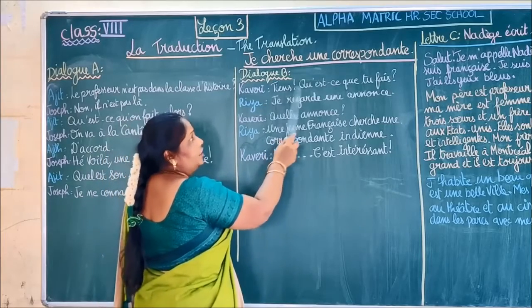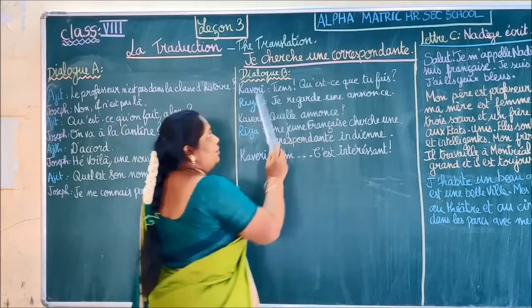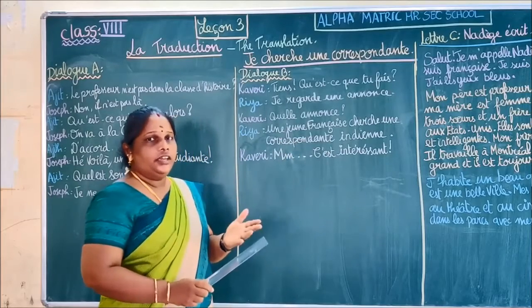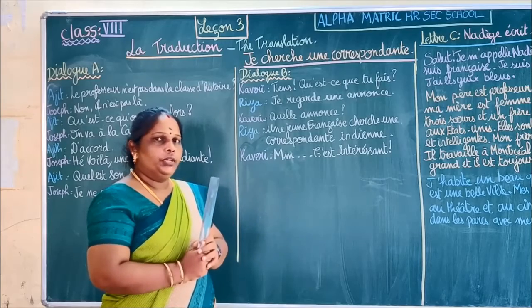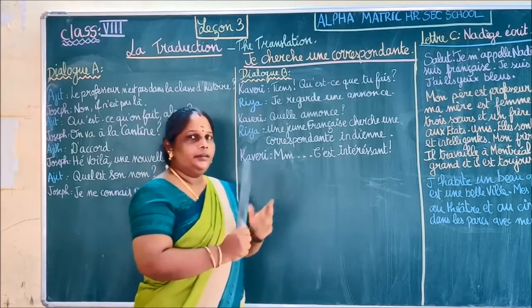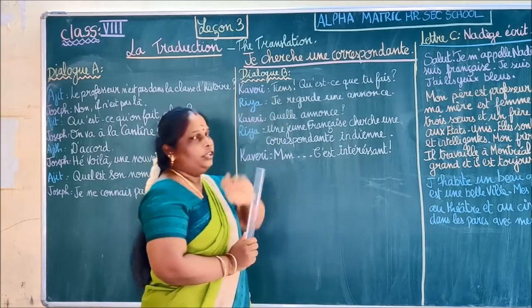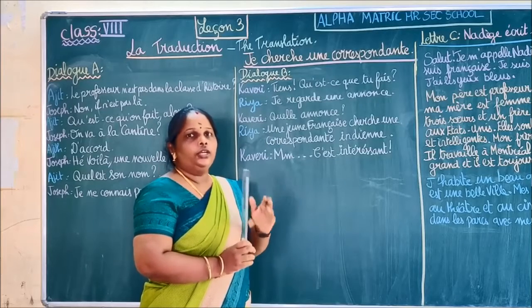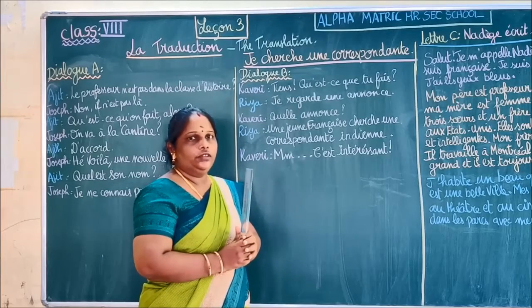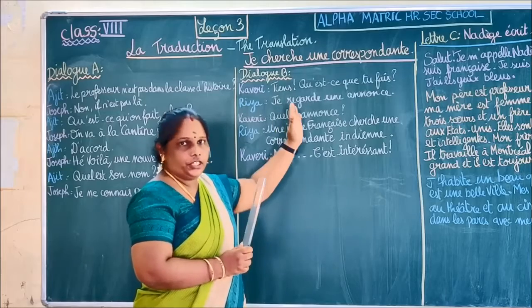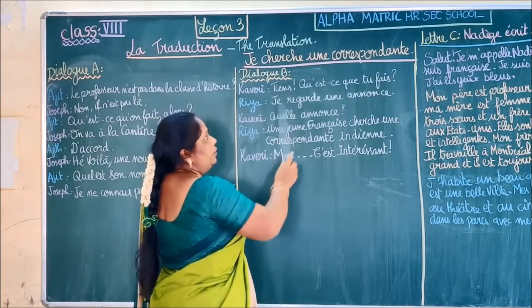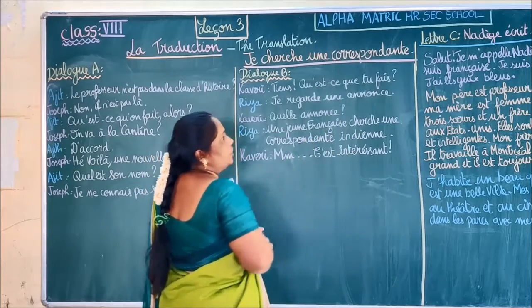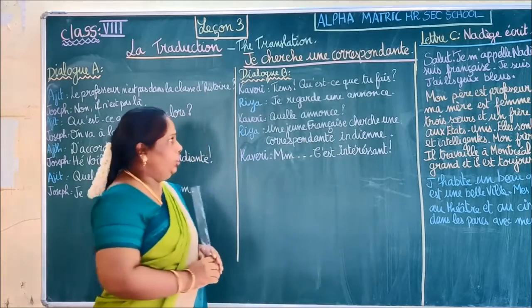So, tiens, qu'est-ce que tu fais? Tiens means it's an expression. Tiens. Then, what are you doing? Okay, like that. Tiens, from the verb tenir. We are not going to conjugate the verb tenir here. It's an expression. It's not a verb. Okay. So, tiens. Then, qu'est-ce que tu fais? What are you doing?